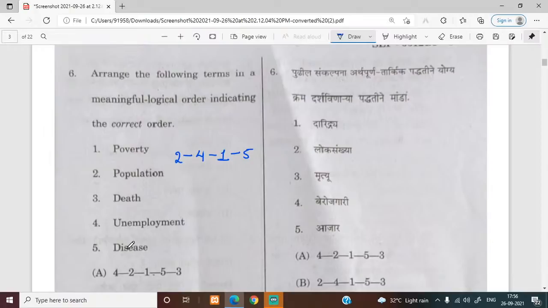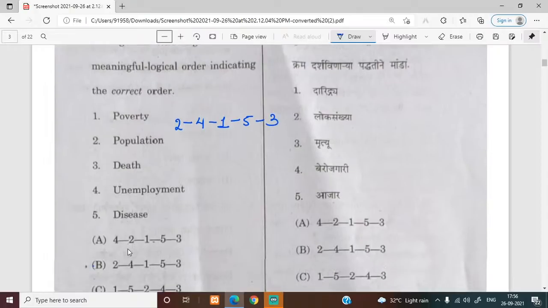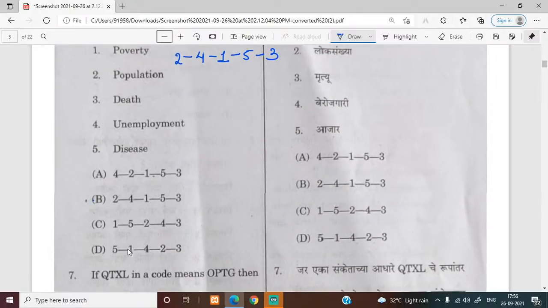Because if we do not take iron and calcium, we'll have problems related to bones. All these problems will be there. So if we have poverty, there are diseases, and if there are a lot of diseases, it will eventually lead to death. So the logical order is 24153. 24153, B, is the right answer to question number 6.